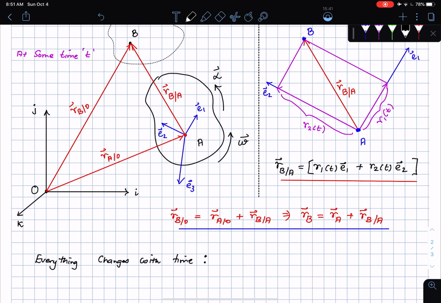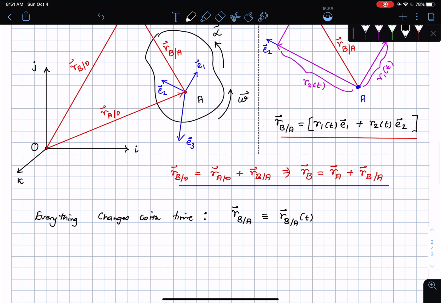That almost sounds like an aphorism, right? Everything changes with time. Pretty obvious, isn't it? Okay, so since everything changes with time, I can say that r b slash a is actually a function of time. Which is why r1 and r2 change with time. Okay, and so we have everything down there.